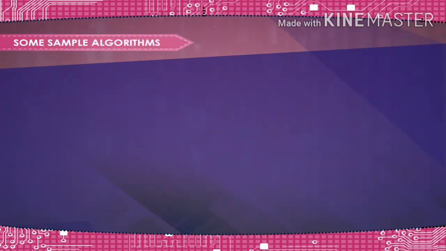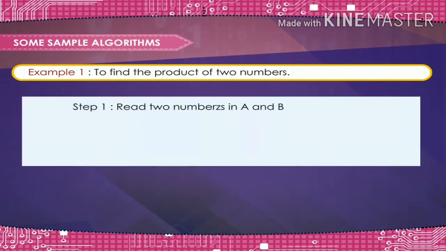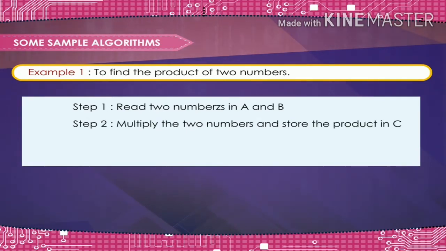Some sample algorithms. Example 1. To find the product of two numbers. Step 1. Read two numbers in A and B. Step 2. Multiply the two numbers and store the product in C. Step 3. Print C. Step 4. Stop.